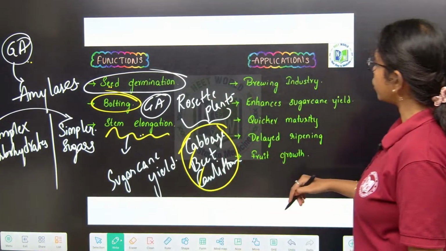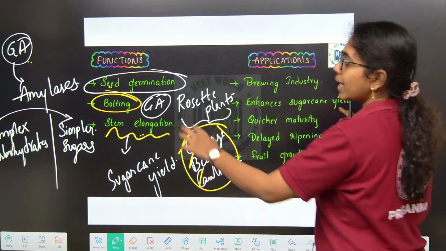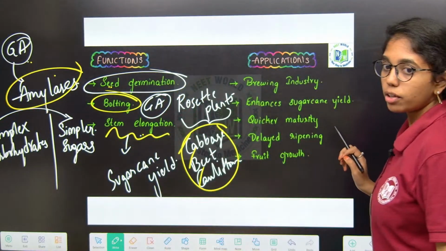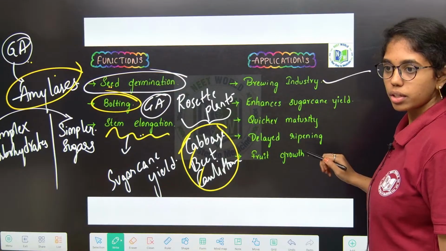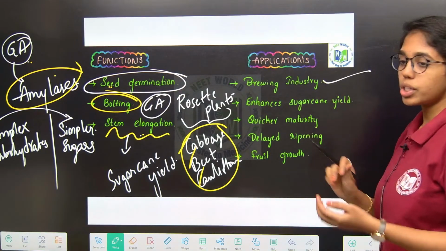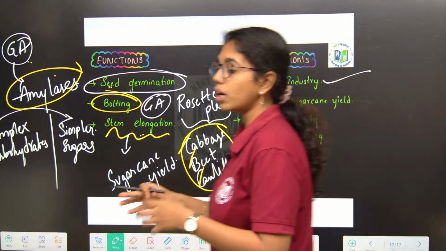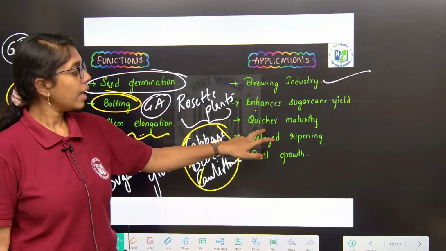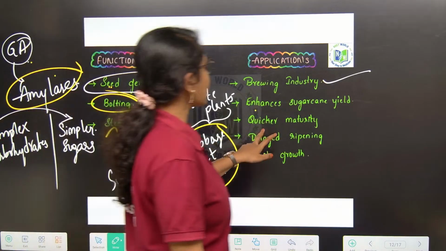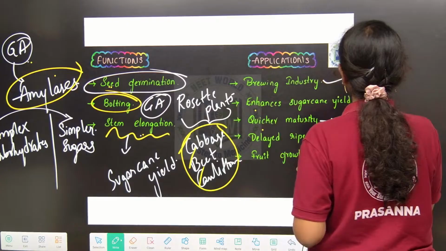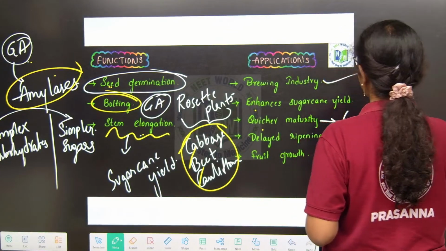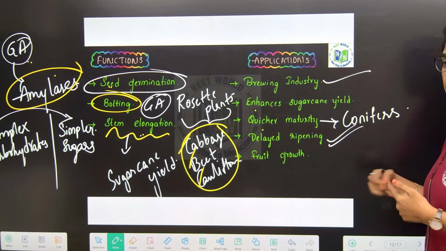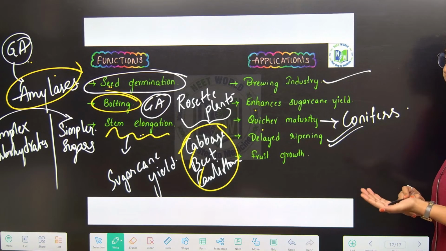Fine, right? Next is what? As gibberellic acids induce the synthesis of amylases, they are used in brewing industries, okay? Next, it enhances sugarcane yield and quicker maturity. Gibberellic acid will enhance quicker maturity in conifers, and this is delaying the ripening, right? As it is inducing cell proliferation, this will delay ripening.